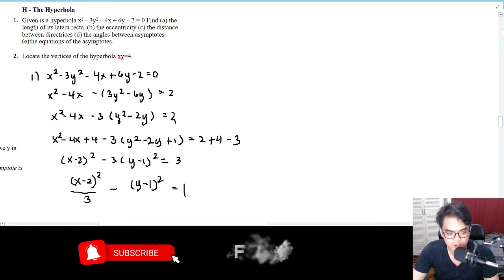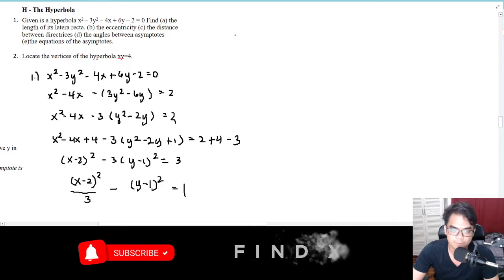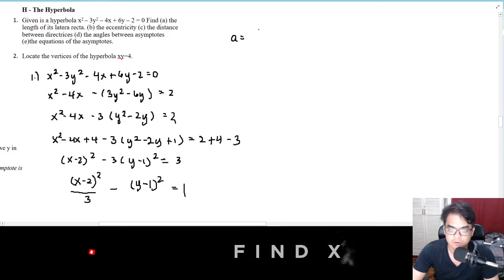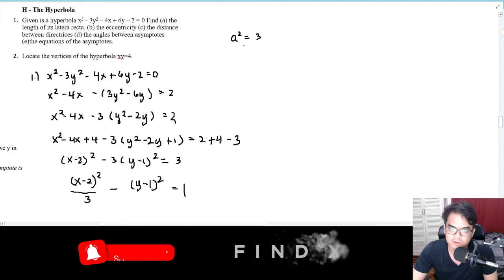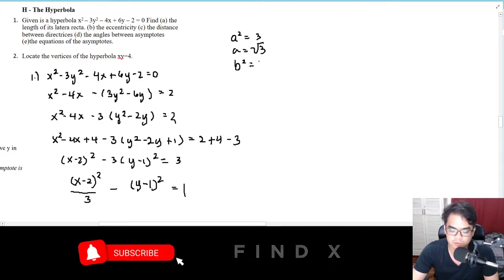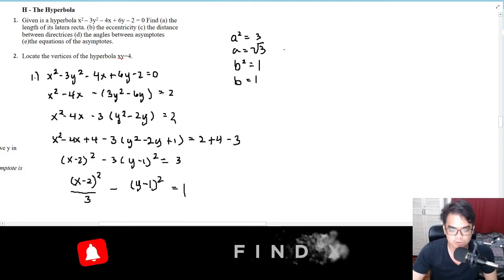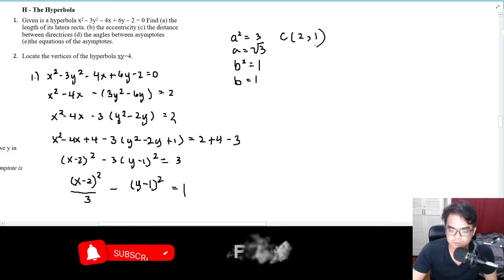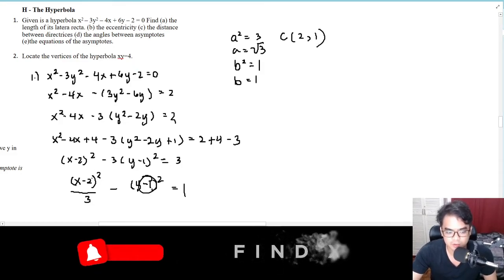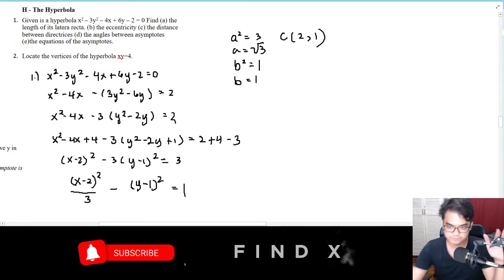So with that, a² will be 3. Therefore, a is equal to square root of 3. And then b² is equal to 1, so b equals 1. And then we can also have that the center, by comparison, will become (2, 1). So this one and this one, you have to change the signs.